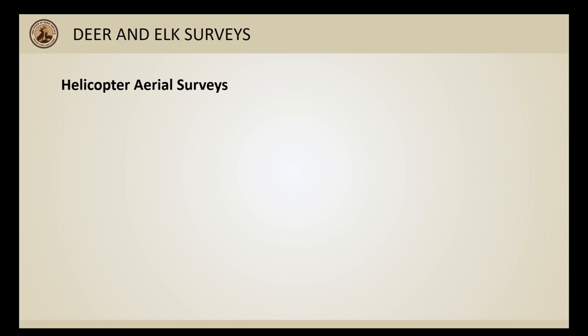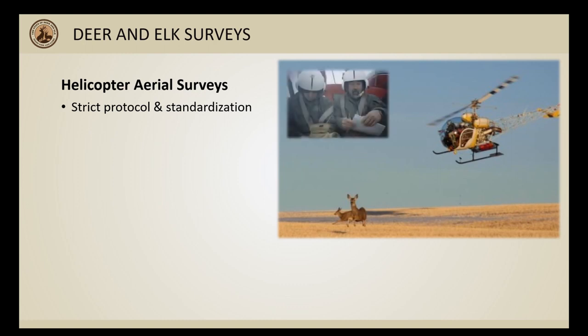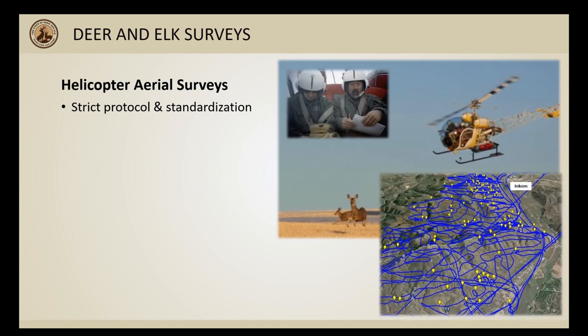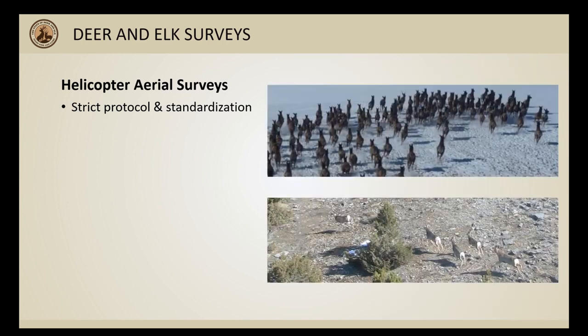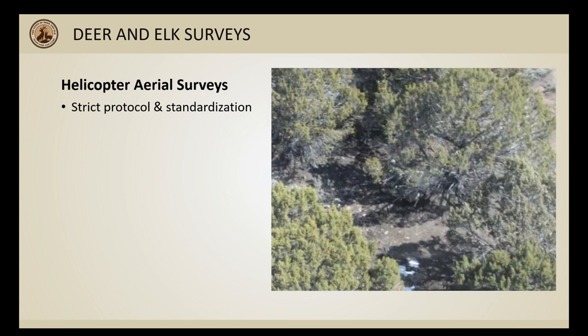IDFG aerial surveys follow a strict protocol that includes standardizing aircraft type, speed, altitude, time of year, observer number and training, and flight pattern. The flight pattern we use is designed to adequately cover the survey area while also taking many steps to minimize the potential for double counting animals. But even with the strict protocol, factors we can't control, like snow conditions and the type and amount of vegetation cover, and animal behavior, like this mule deer hiding under this juniper tree, make it impossible for us to physically see every individual deer and elk.